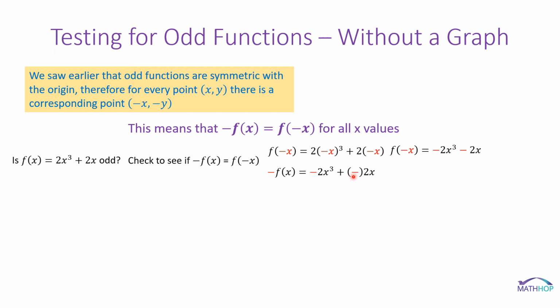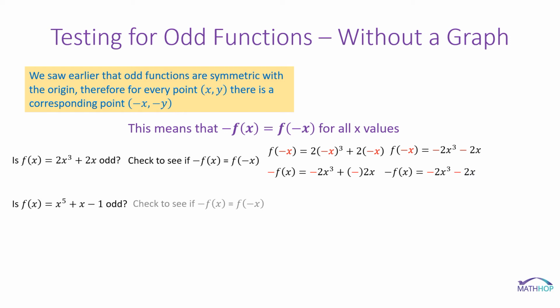Let's clean this up. We know this doesn't make any sense. So we get negative f of x equals negative 2x cubed minus 2x. These in fact are the same, meaning 2x cubed plus 2x is an odd function. All right, is f of x equals x to the 5th plus x minus 1 odd?